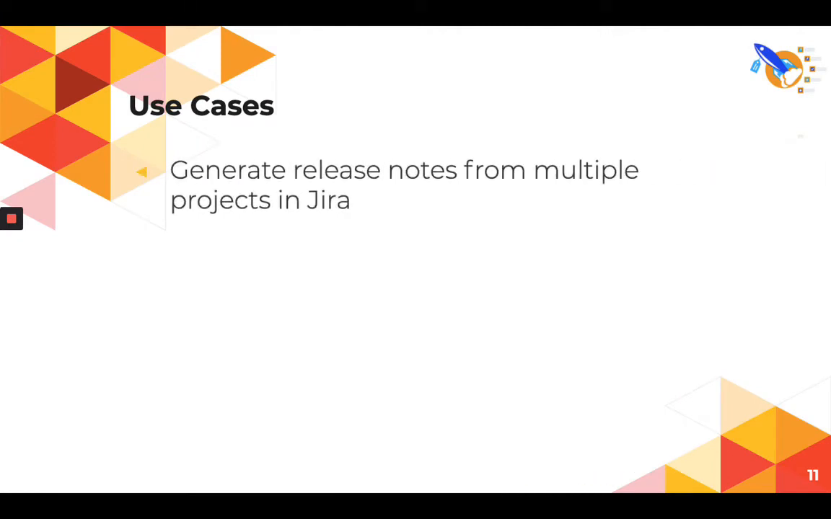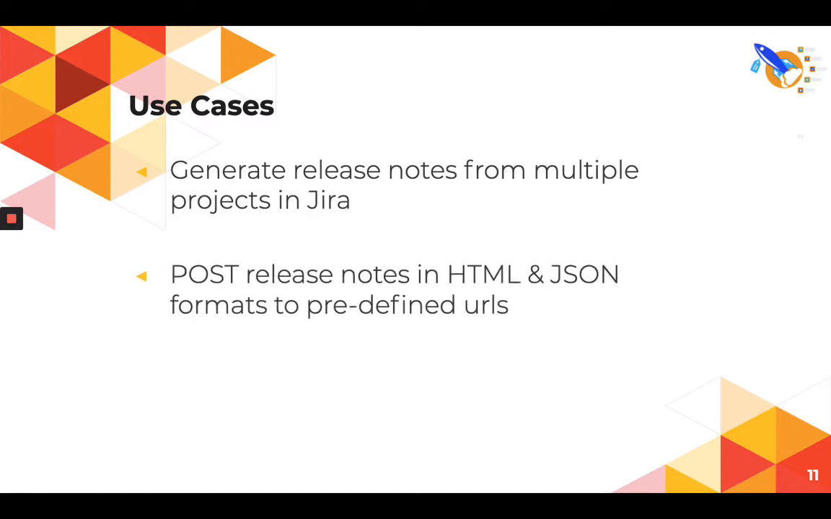Last slide of use cases. Using ARN, you can even generate release notes across different projects in Jira. So, for example, you might have an iOS app, you might have another Android app, but what you want to do is you want to generate a combined release note that consists of issues, features, bugs, enhancements, whatever issue types exist in your Jira from these two different projects. So with ARN, it's completely possible to do that.